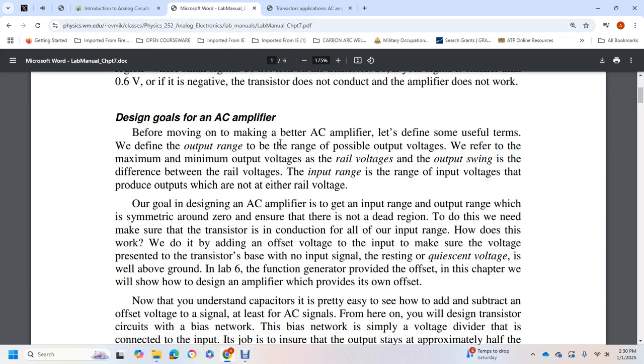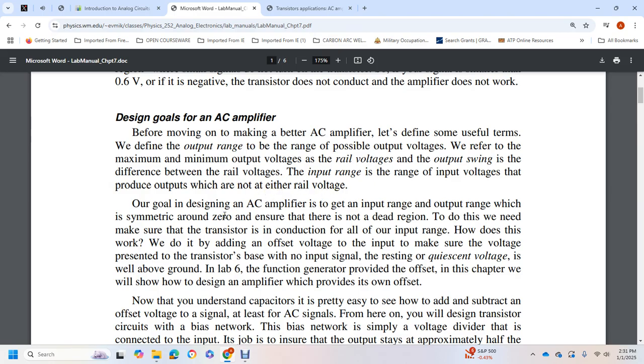Before moving on to make a better AC amplifier, let's define some useful terms. We define the output range: the range of possible output voltages, bounded by the maximum and minimum output voltages, the rail voltages. The output swing is the difference between the rail voltages. The input range is the range of input voltages that produce an output that is not at either rail voltage.